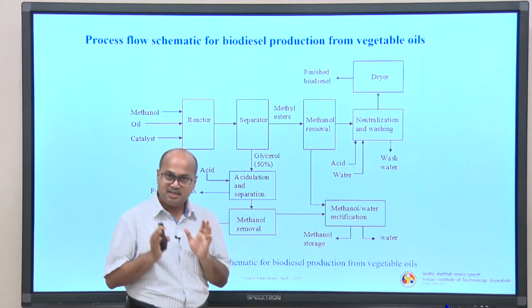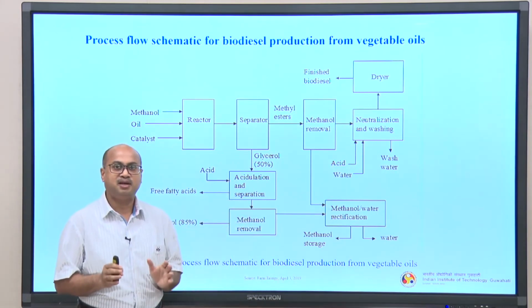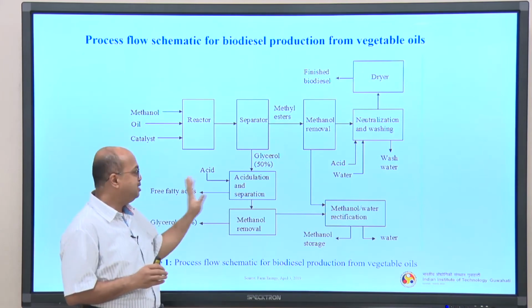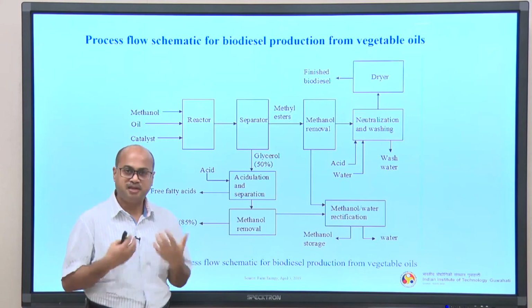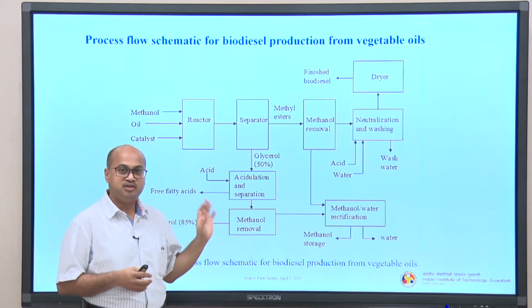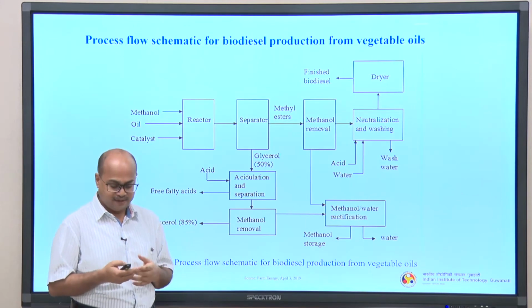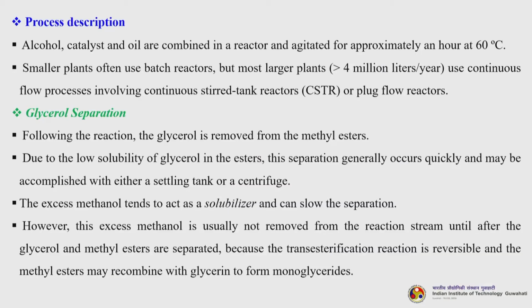So, please understand that this is the simplified schematic representation of the biodiesel production from vegetable oils. There are many small unit operations which are not being shown here, which are actually required in industrial scale, right. So, let us understand the process.